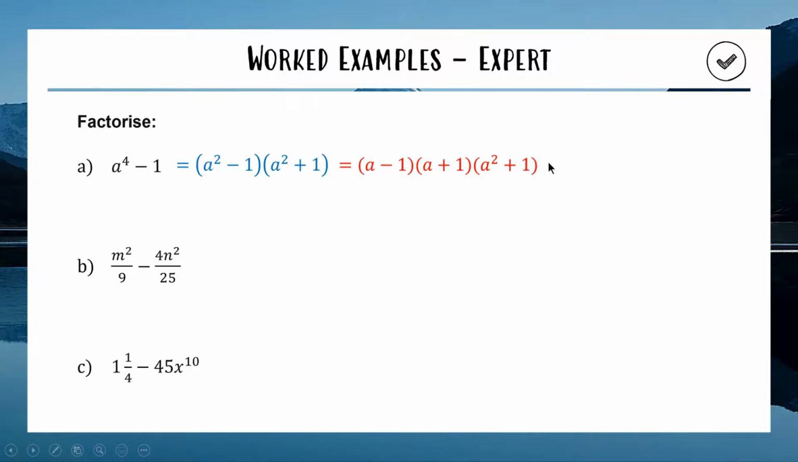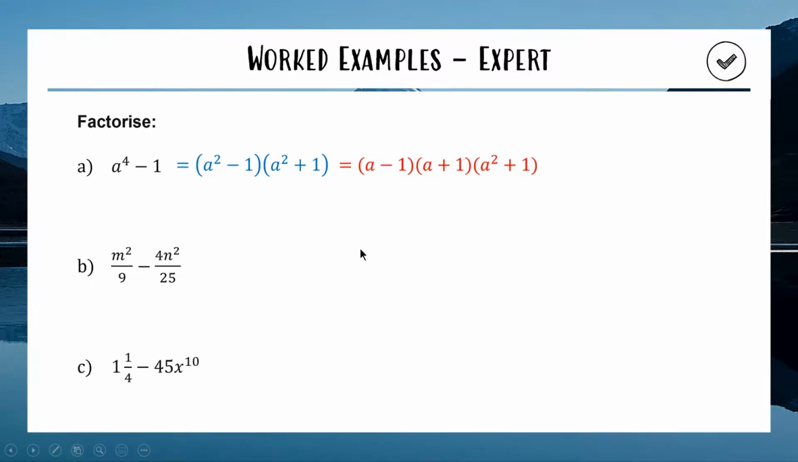And if any of you are brave enough in year 12 to choose extension 2 maths, I will show you how to factorize a squared plus 1. It is possible. You just need to use a bit of mathematics called imaginary numbers, which is a long story, so don't get me started.